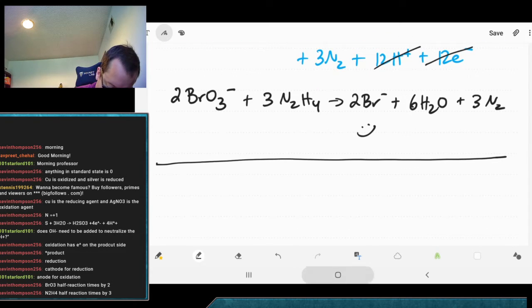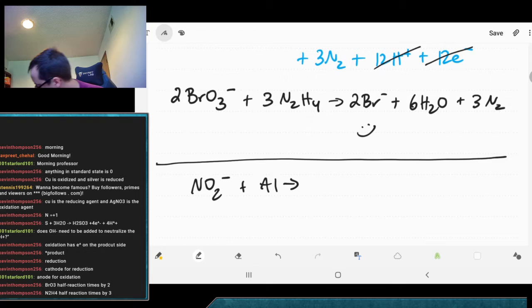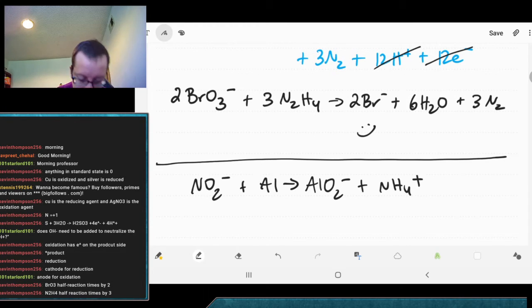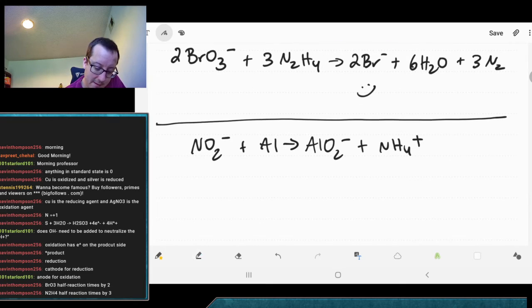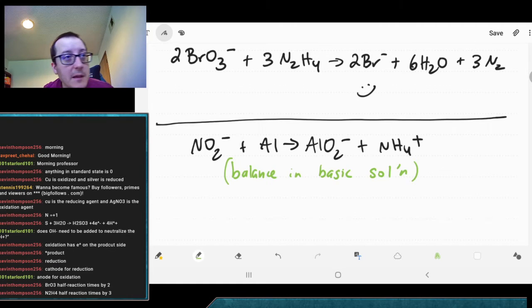Let's see. How about we do this one? We have nitrite plus aluminum turns into what, aluminum oxide, or oh, interesting, plus what, ammonium? Yeah. Okay, let's try to balance this in basic solution.